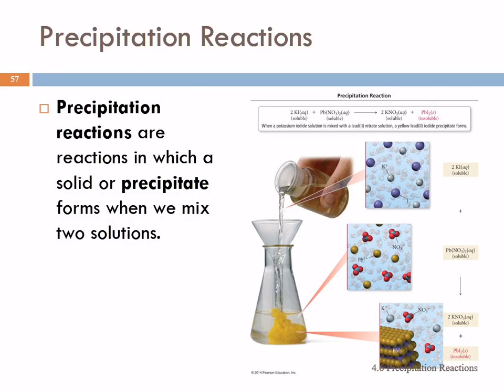So now that we understand a little bit about solubility, we can talk about precipitation reactions. A precipitation reaction is when you take two solutions and mix them together and a solid forms. That solid is called a precipitate.